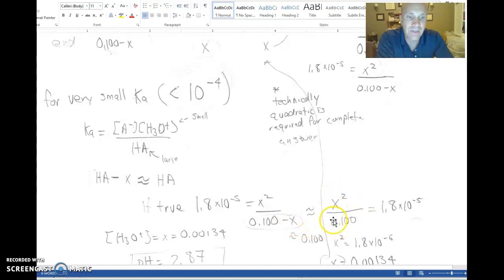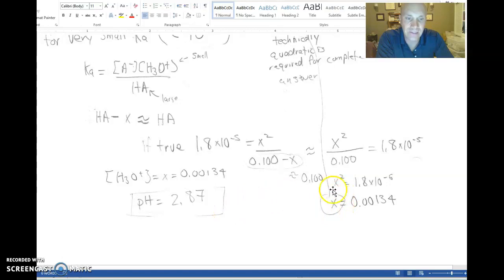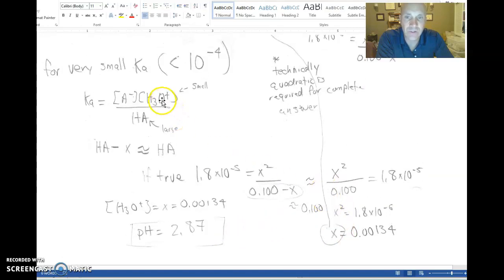And this thing right here we can solve for. Once we know what X is, that's going to be the same as our H3O+, and then we just calculate the pH from that. And we're going to practice that.